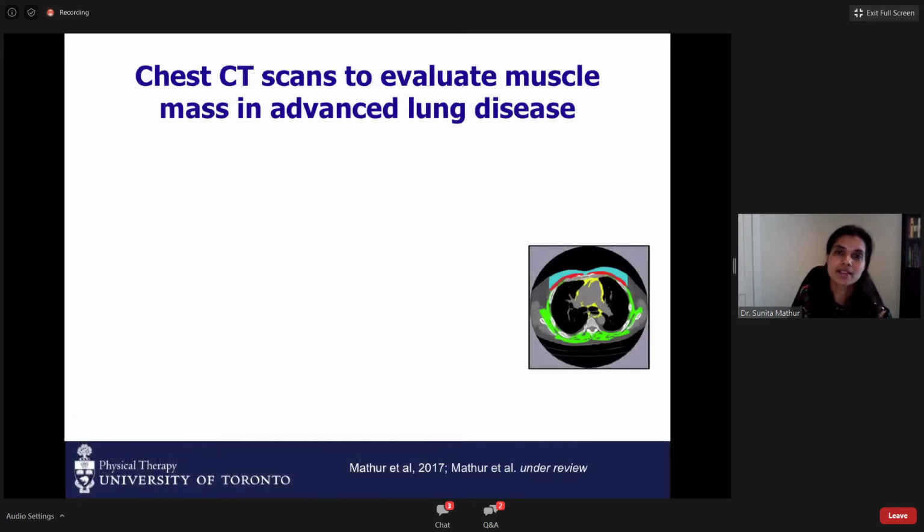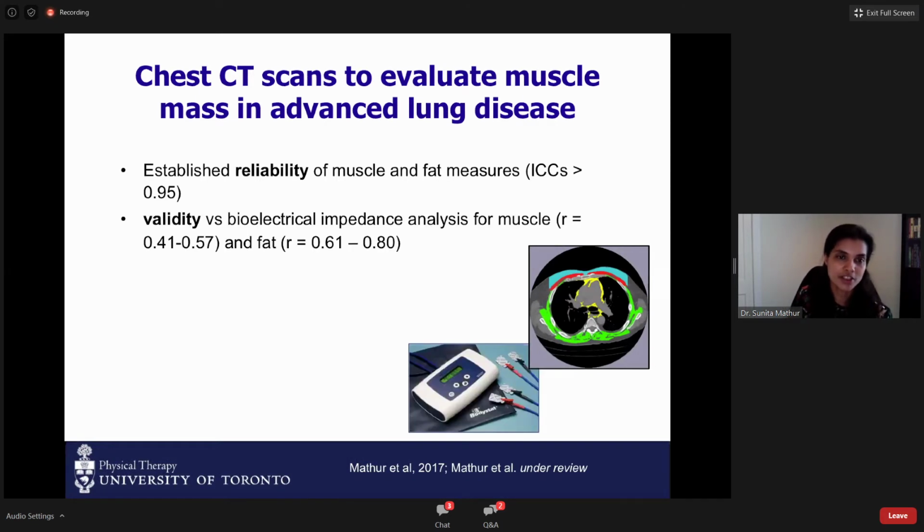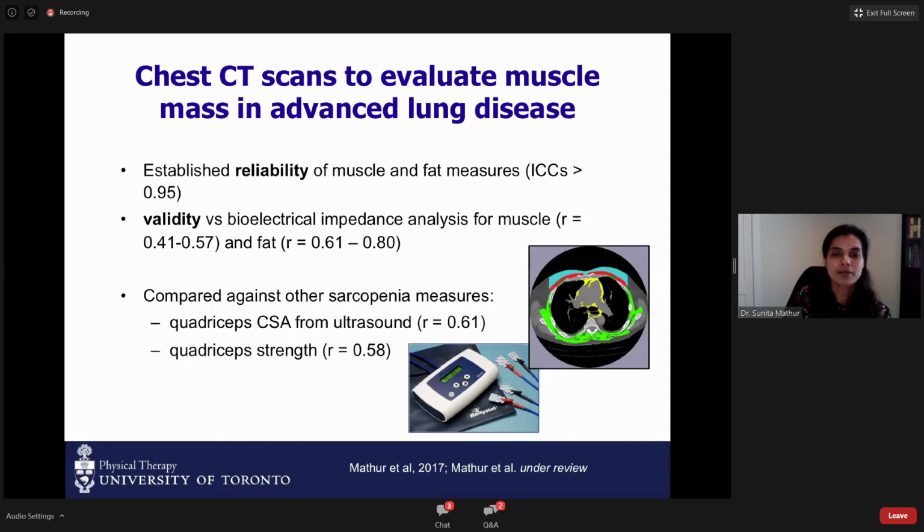So we have applied this method in patients with advanced lung disease, and we've established the reliability of measuring both muscle and fat, very high reliability with just minimal amount of training and knowledge. We've also looked at the validity of the measure for muscle and fat compared to bioelectrical impedance. So this was done in a group of 50 patients undergoing lung transplant, and we found moderate correlations to muscle mass and fat mass.